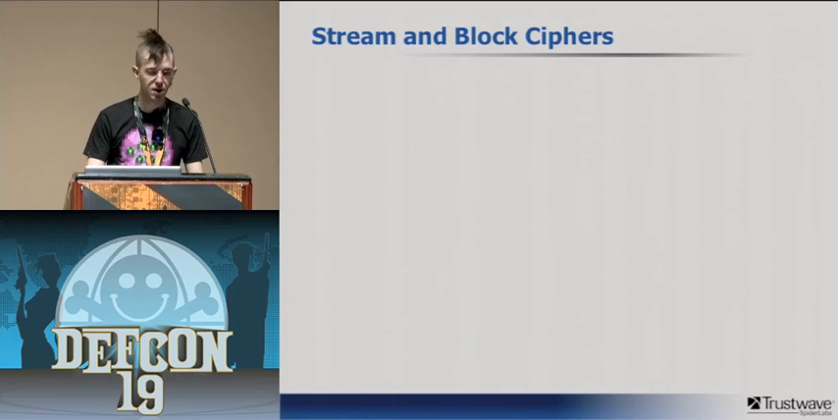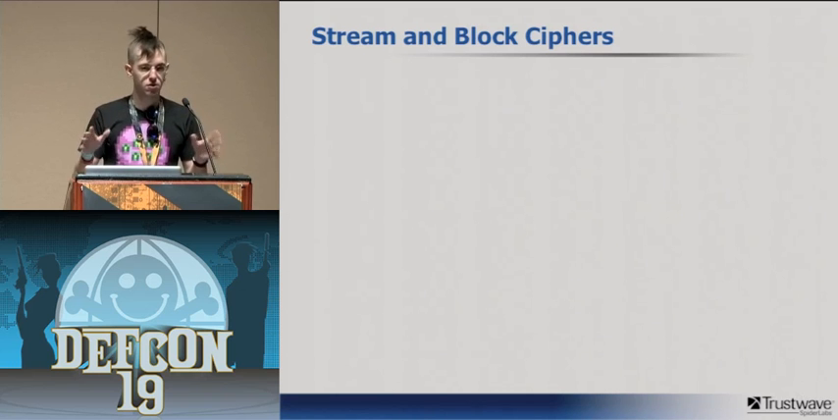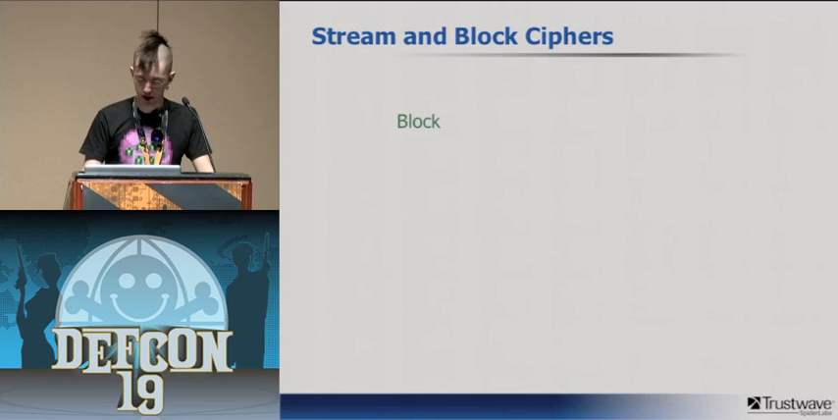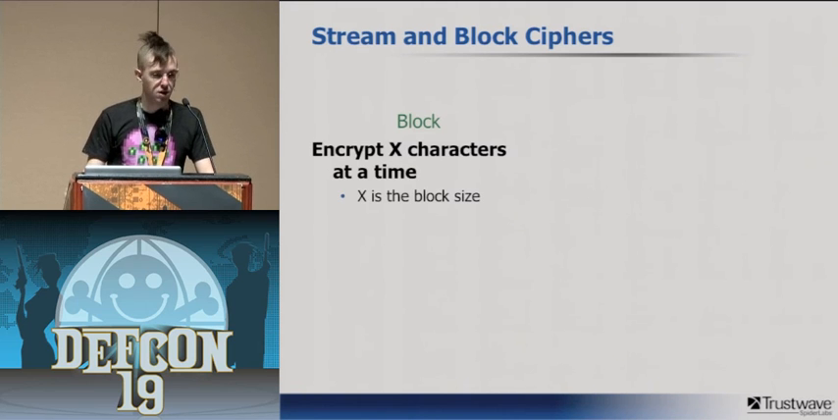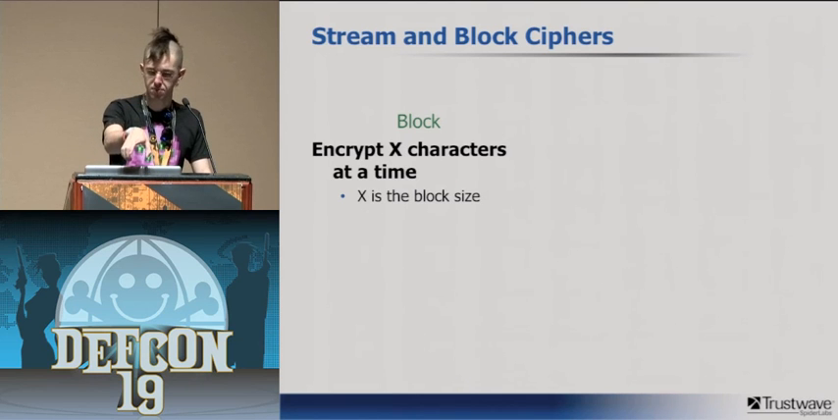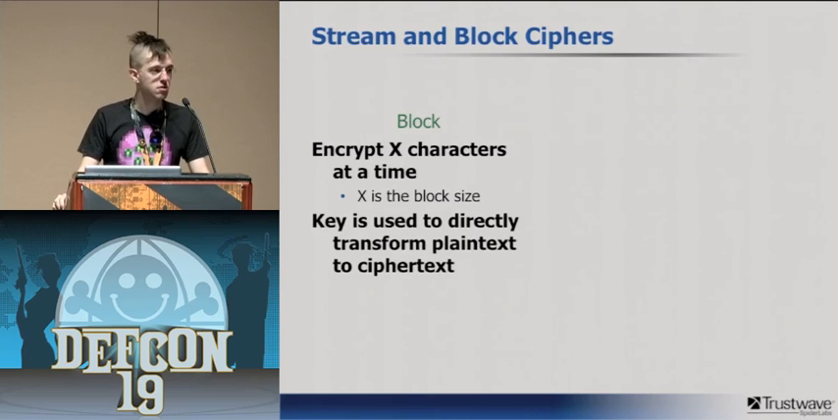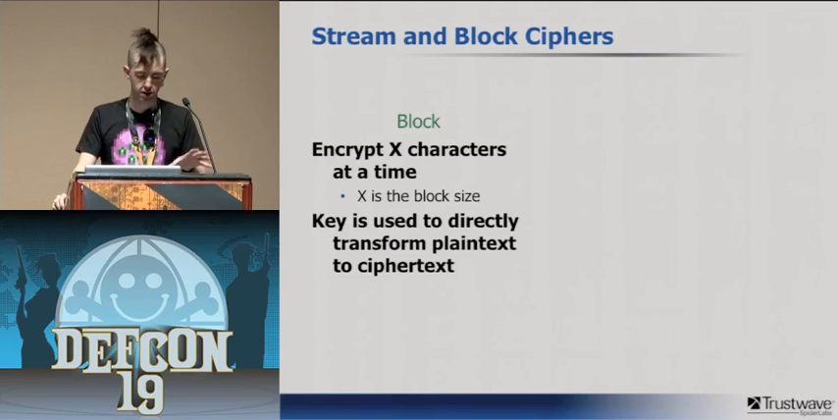So we can split the set of ciphers into stream and block ciphers. Now, if there are any cryptographers out there, maybe there's something else that I'm unaware of, and I apologize about that. But as for stream and block ciphers, with a block cipher, you take the message in chunks and encrypt each of them one by one. So the key is used directly to transform the plain text into the ciphertext.